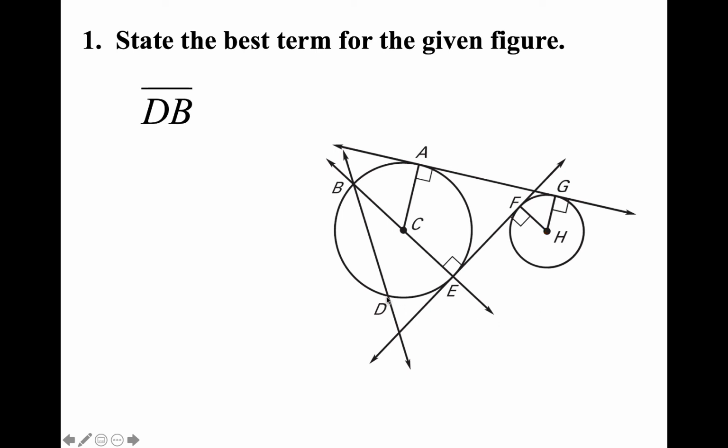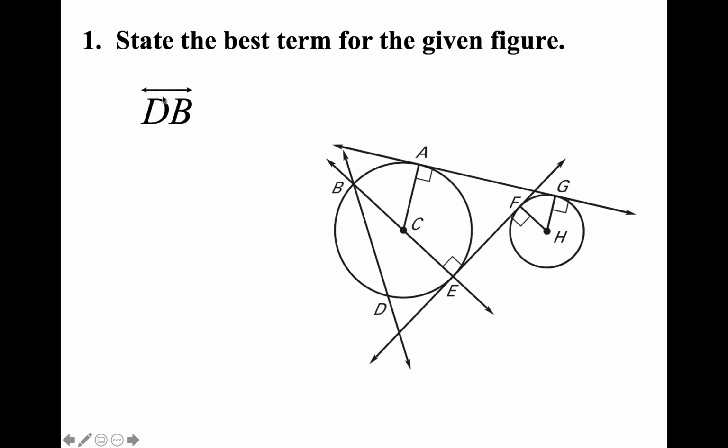From segment D to B, because this is the segment, that would make this a chord. Endpoints on the circle. Point F is over here. Notice that's not at the center of the circle. It's the point where this line is tangent, so this is the point of tangency. Then we have segment BE. It's a segment that has endpoints on the circle, but notice it goes through the center of the circle, making it the diameter.